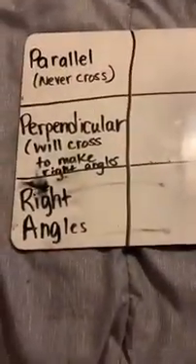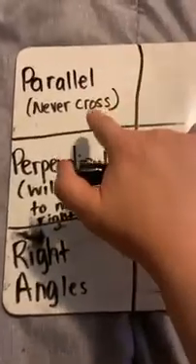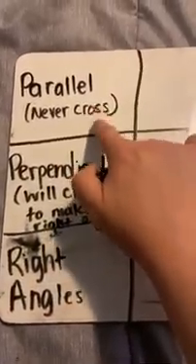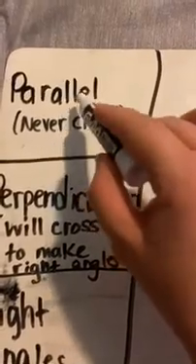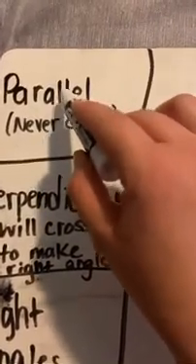Okay, so a review from yesterday. Parallel lines, they never cross. So parallel lines can look like this. They never cross. And remember, I said yesterday there's the LL. So they stay the same distance apart and they never cross. So here's an example of a parallel line.